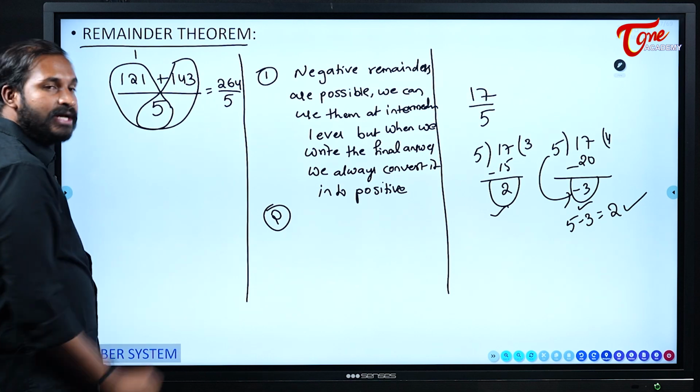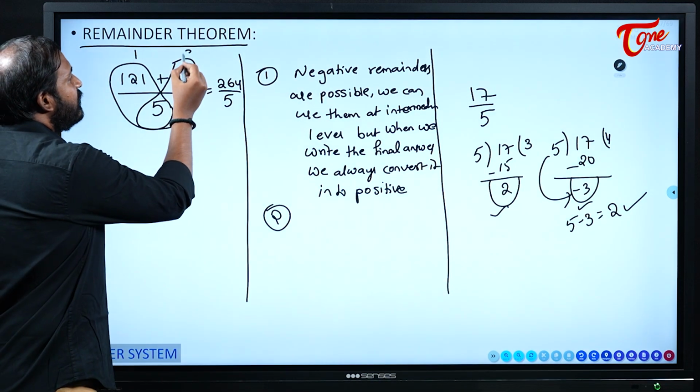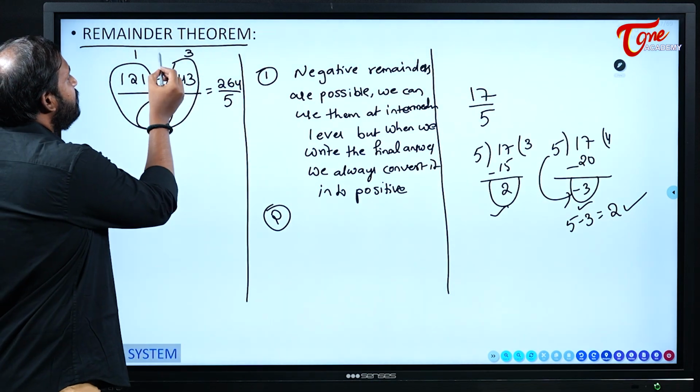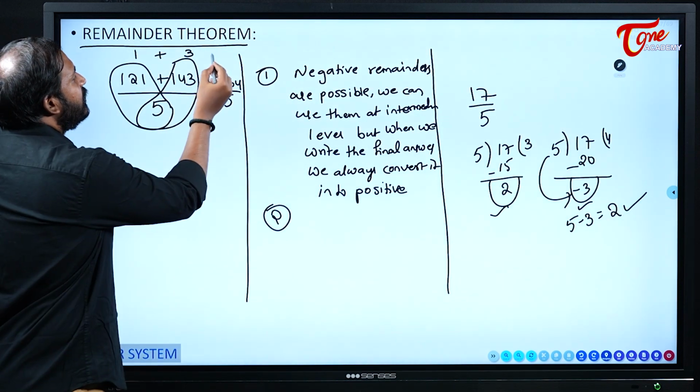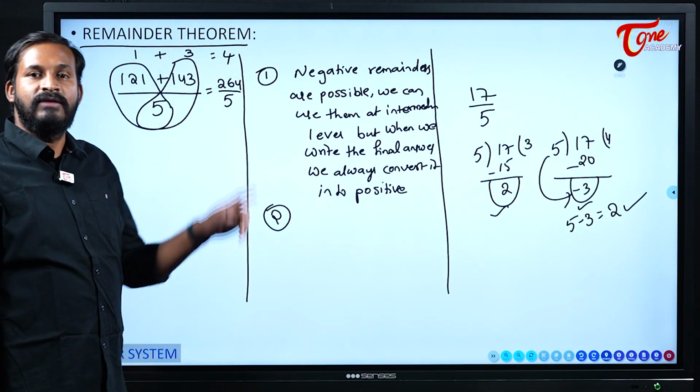121 by 5, what is the remainder? You will get 1. 143 by 5, what is the remainder? You will get 3. And what is the mathematical symbol between them? Plus. So 1 plus 3, what is it? 4. So anyway, we will get the same answer.